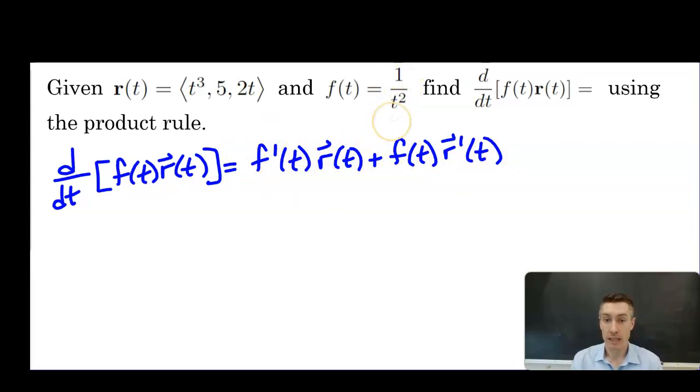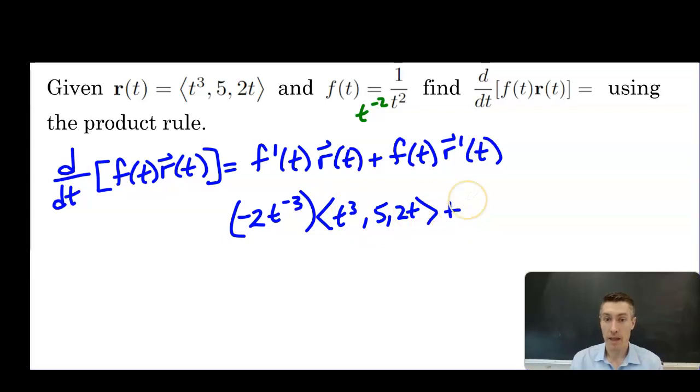So f prime of t would be the derivative of 1 over t squared. I'm going to think of that as t to the negative second. So that's going to be negative 2 t to the negative third. And then r of t is the vector function t cubed, 5, 2t. And then plus the scalar function 1 over t squared. And then the derivative of r of t now, so 3t squared, 0, 2.